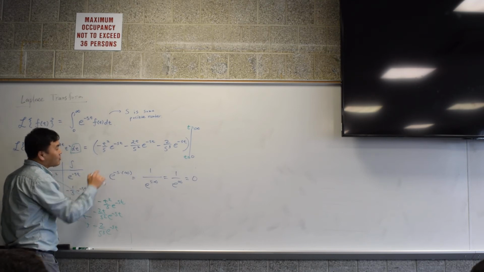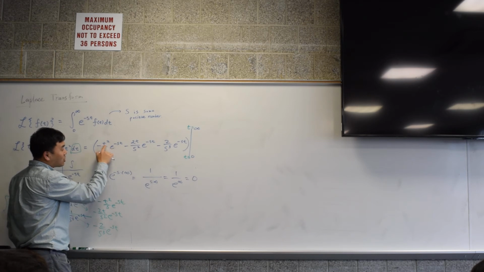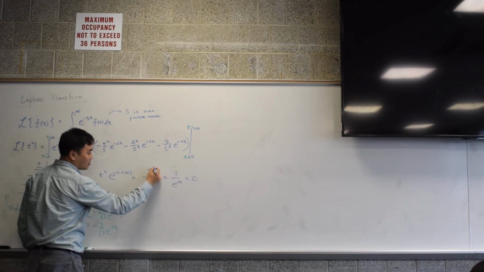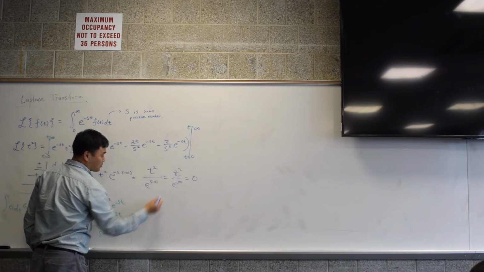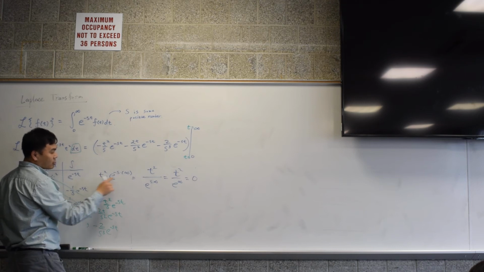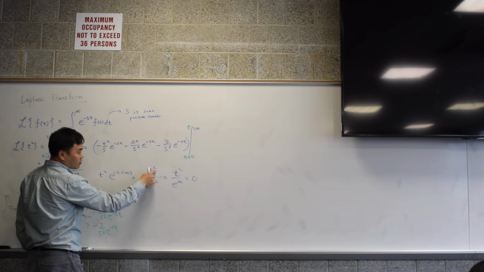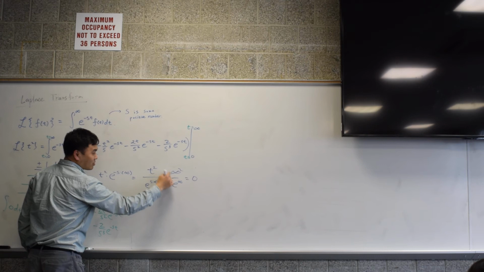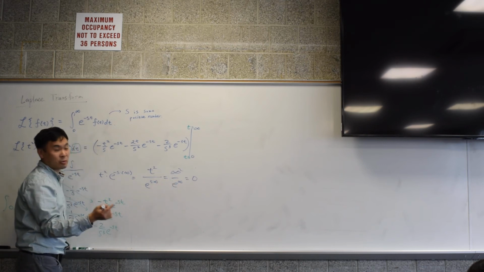So I really have to compute this limit, t squared over e to the st. I really have to think about what t squared times this thing is. Well, it just happens that t is growing to infinity at a polynomial rate, and this bottom here is growing to infinity at an exponential rate. Which grows faster?